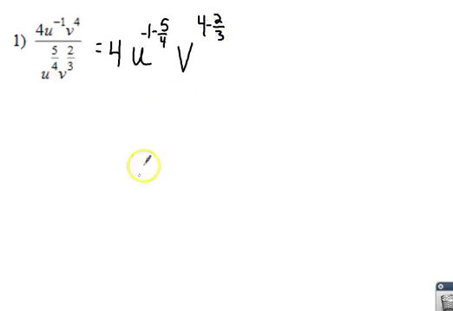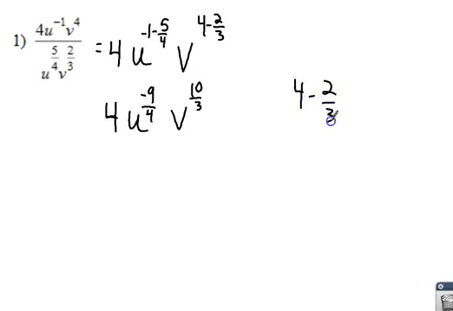Now, when you do this, 1 minus 5/4, you need a common denominator there. That's going to get you a 4 u to the negative 9/4. v, 4 minus 2/3 is 10/3. If you don't believe me, do a little side work here, and you're able to see that. This would become 12/3. Because I need a common denominator, that becomes 10/3.